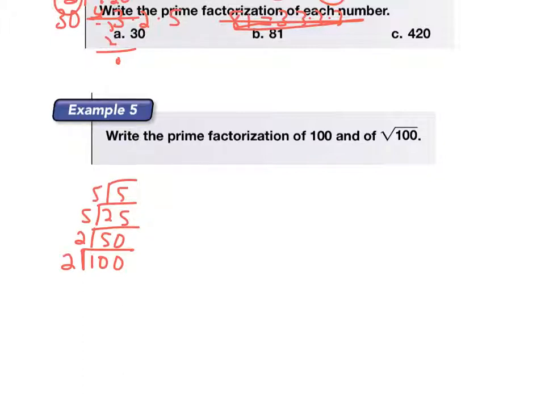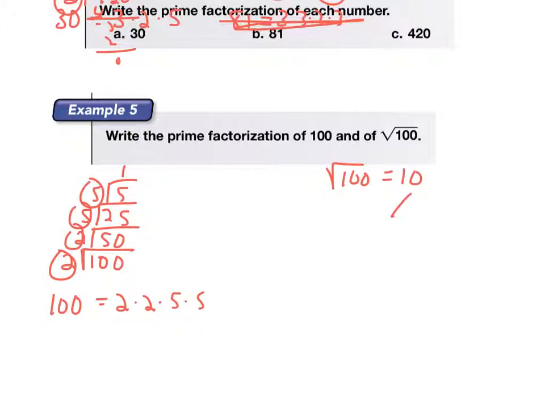And then I can only divide by 5. So remember, keep dividing until you get 1. So these are going to be the prime factors of 100. So 100 is equal to 2 times 2 times 5 times 5. Now it says find the prime factorization of the square root of 100. Well, the square root of 100 is equal to 10. So the prime factors would be 2 and 5. So the prime factorization of the square root of 100 is equal to 2 times 5.